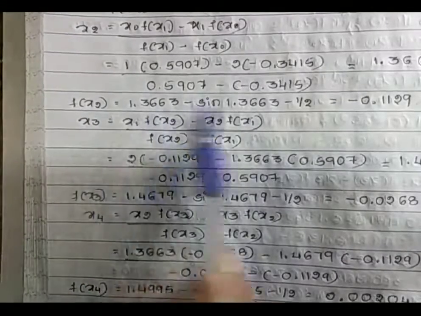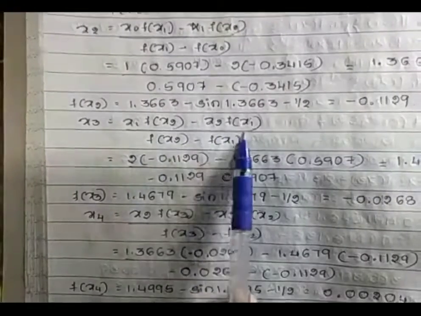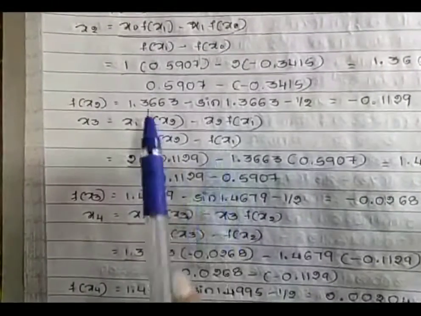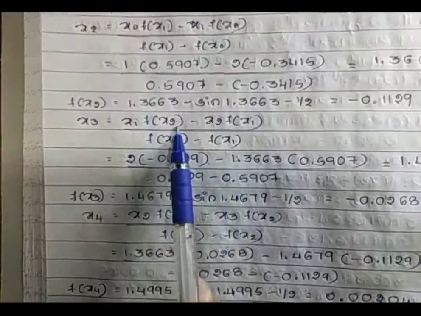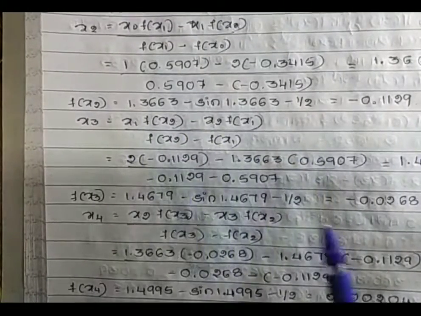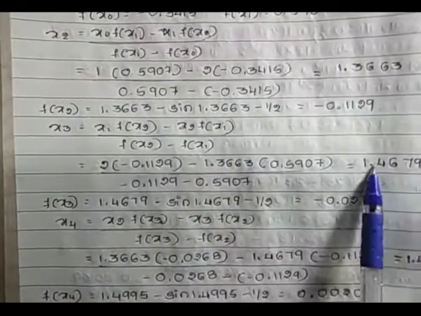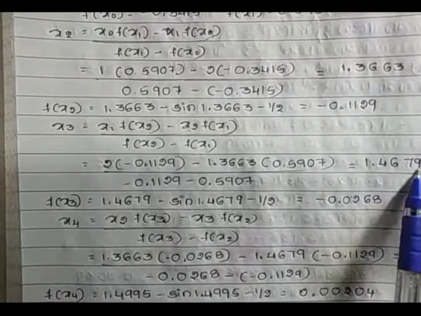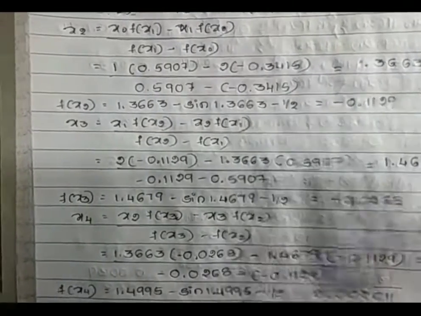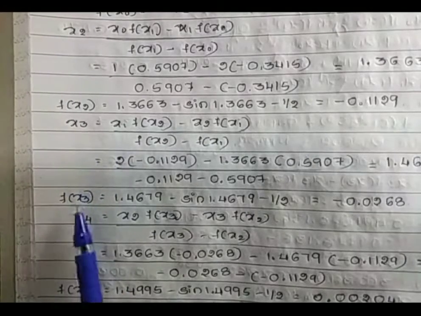The x3 calculation is based on the formula, that is x1 f of x2 minus x2 f of x1, divided by f of x2 minus f of x1. Now already we know x1, f of x2, x2 and also f of x1. So just substitute the values, then using calculator simplify, we can observe that we'll get the answer as 1.4679. Then substitute this x3 value in the given function, then we'll get f of x3.